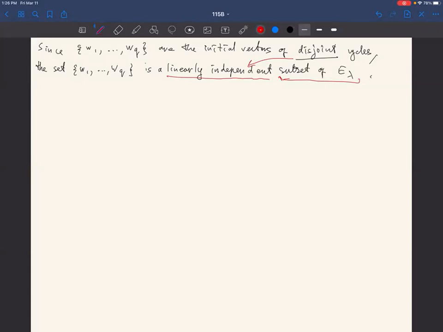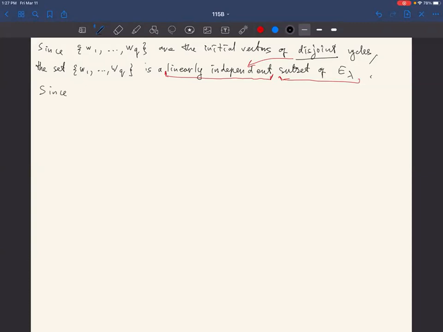All right. So this means we have a bunch of eigenvectors here. So let's see how this helps. If we have a subset of an eigenspace which is linearly independent, we can always extend it to a basis for this eigenspace. Just a standard 115A business.